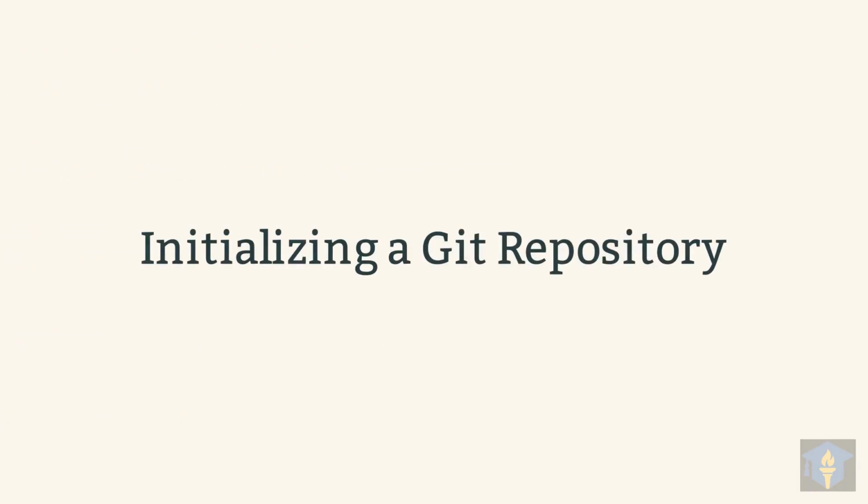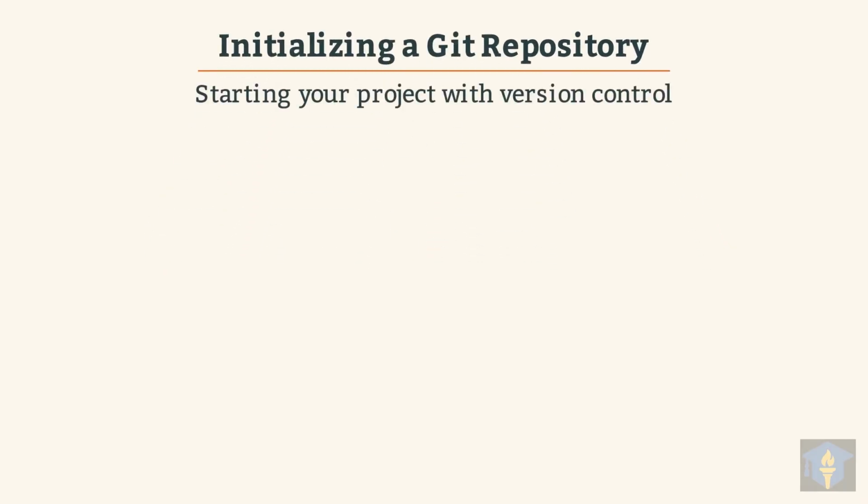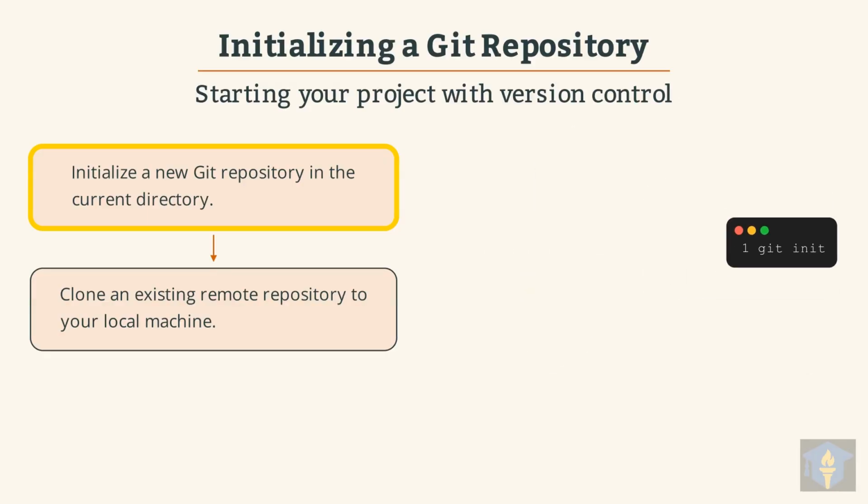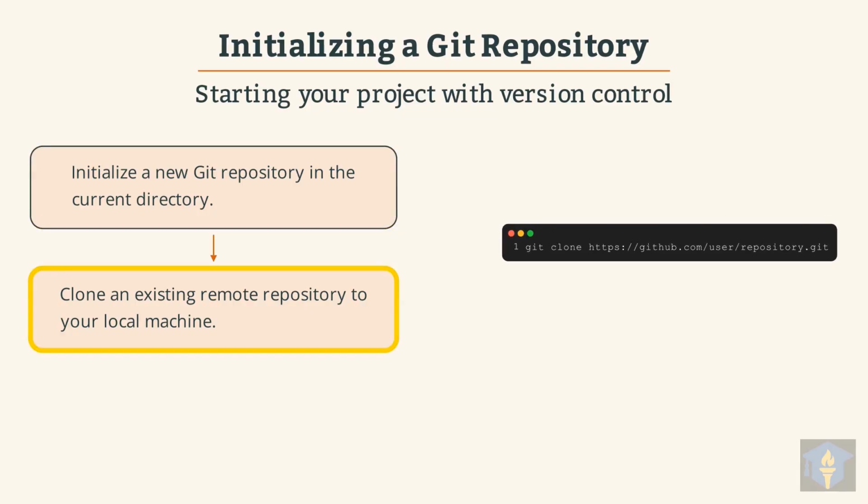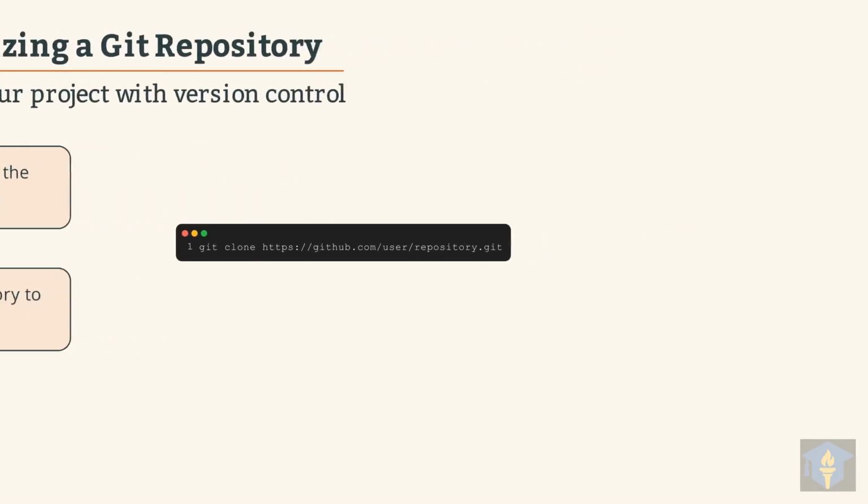Let's begin by learning how to initialize a Git repository for your projects. This is the very first step in starting your project with effective version control using Git. To initialize a brand new Git repository in your current directory, you'll use a specific command. You simply type git init in your terminal, and Git sets up the repository for you. Alternatively, you can clone an existing remote repository to your local machine. For this, you use git clone followed by the repository's URL, like the one shown here.